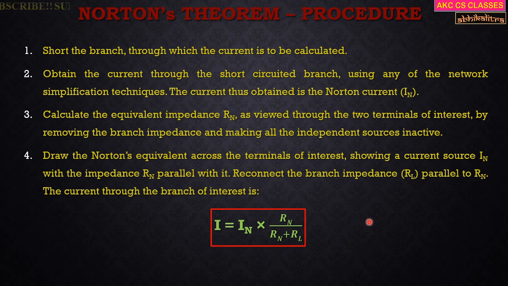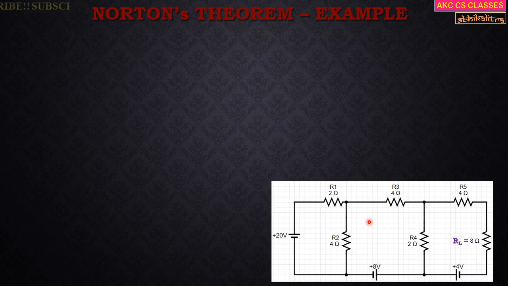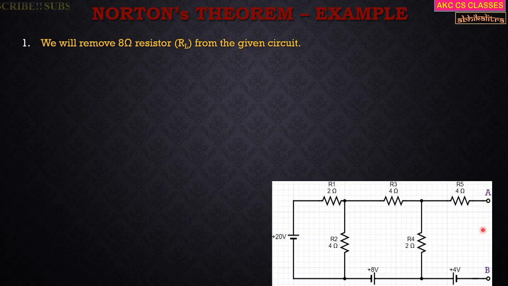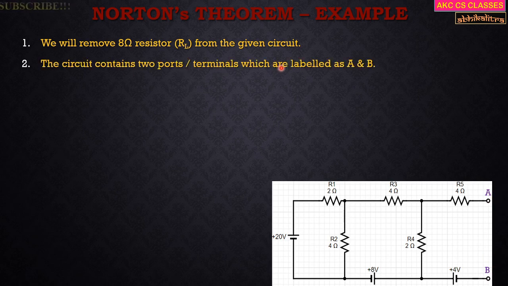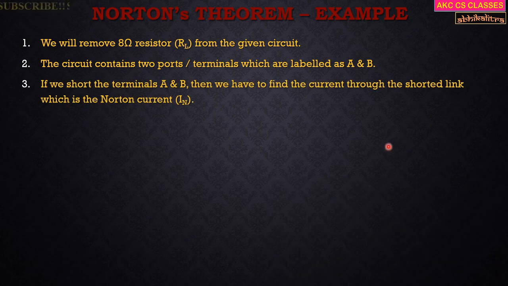From the next slide, we will be breaking up the entire Norton's theorem into simple steps, and then we will understand each step and how we are going to solve the example that we have taken, right? So first we'll consider the circuit diagram again. The first step would be to remove RL from the given circuit. If I remove RL from the given circuit, I will obtain a circuit diagram like this with two open terminals labeled as A and B. Now we have to short circuit the terminals A and B and find out the current that is flowing through the terminals A and B.